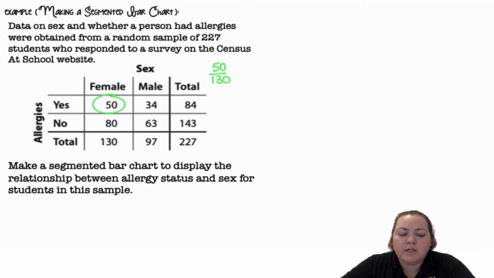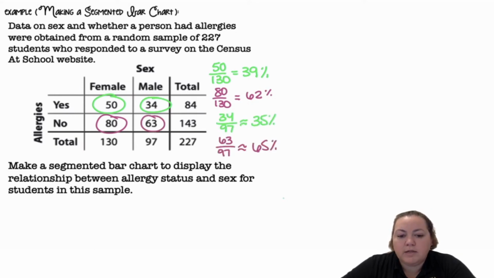So I need to find these conditional probabilities. So for females, I had 50 females that said yes out of a total of 130 females. So 39% of females have allergies, and 80 out of the 130 females do not have allergies, so 62% do not have allergies. I'm going to do the same for the males. 34 out of the total for males is 97. 63 out of the total for males gives me 65% and 35%.